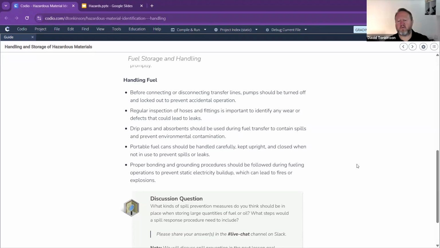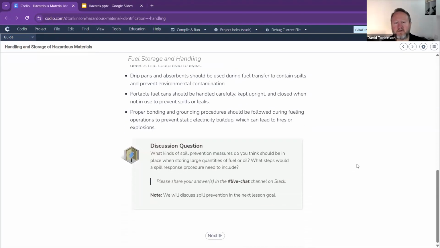Things such as our portable fuel cans need to be handled carefully. Sensible things, isn't it? Keep them upright, make sure the lid's closed when you're transporting it. These simple things need to happen, and they'll all be in the regulations and probably in your standard operating procedure notes that you have for your data center.